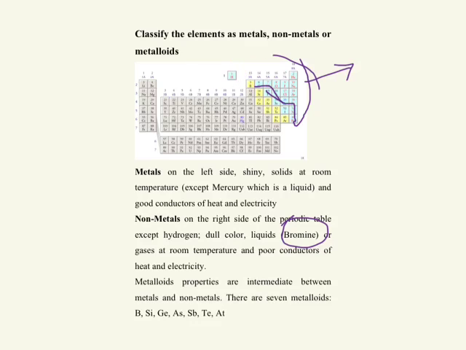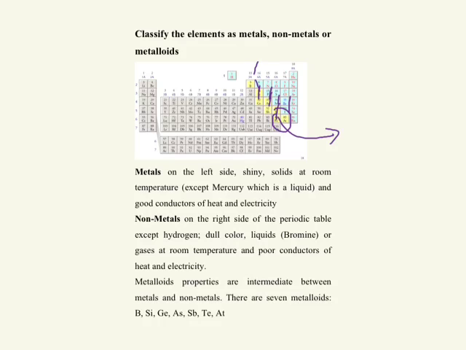There are 7 metalloids: boron, silicon, germanium, antimony, tellurium, polonium, and astatine. I think polonium is shaded wrong.